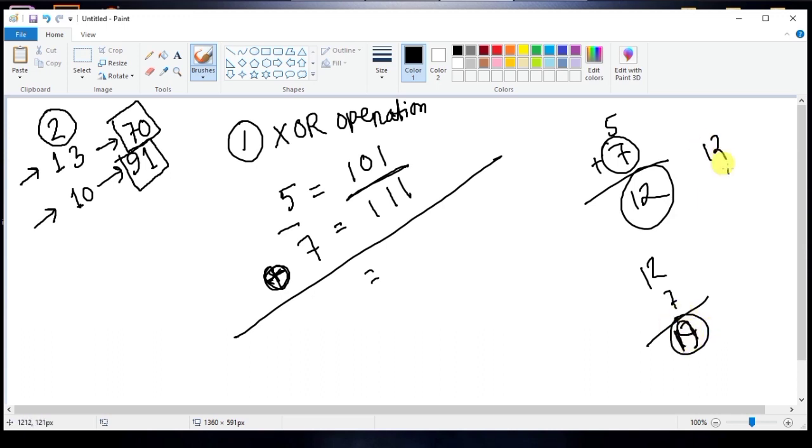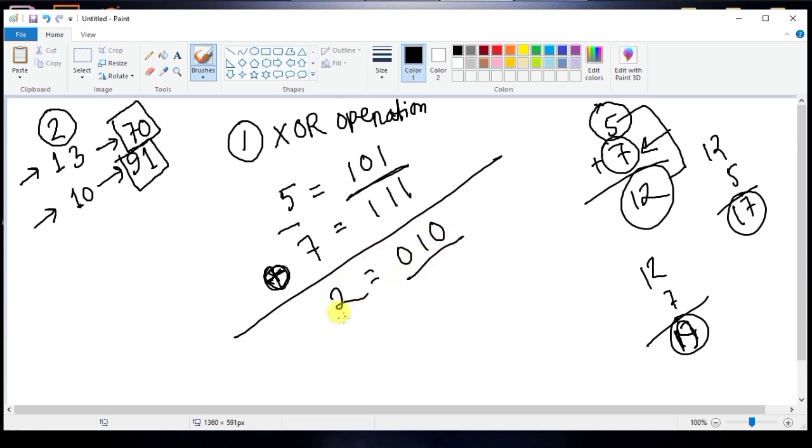And if we add 12 with 5, do we get 7 back? No, we get 17. So in arithmetic operation, if we add the 5 or 7 with the result, then we don't get the previous values actually. But in case of XOR, it's different. Like if 5 and 7 are getting XORed, then we get 2, right? This 0 1 0 represents 2.